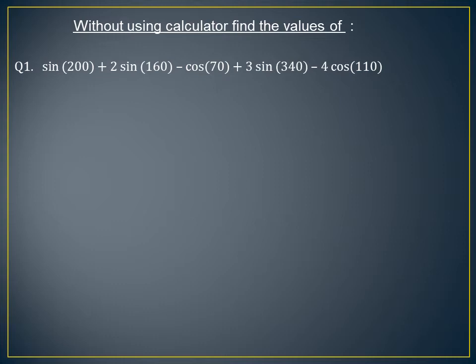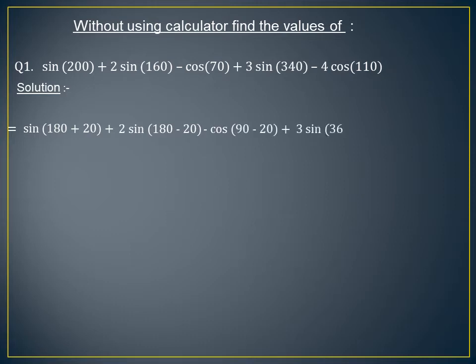Each angle we are going to split and write in terms of a standard angle. The standard angles we have are pi by 2, pi, 3 pi by 2, and so on, which are your 90 degree, 180 degree, 270 degree, 360 degree and so on. So 200 we can write as sine of 180 plus 20, then 160 will be 180 minus 20. Similarly, cos 70 will be 90 minus 20, 340 will be 360 minus 20, and minus 4 cos 110 will be minus 4 cos of 90 plus 20.